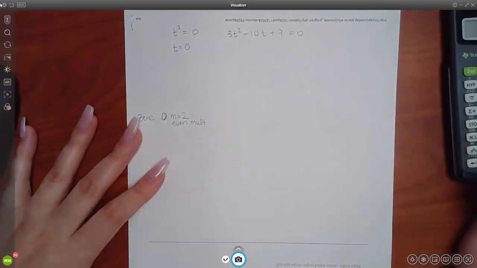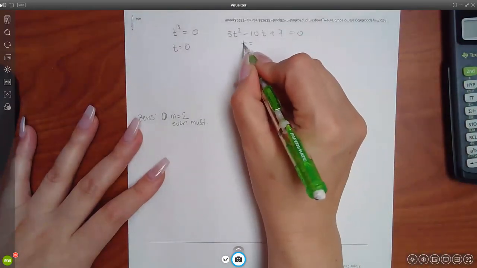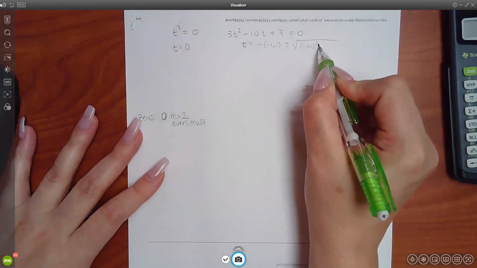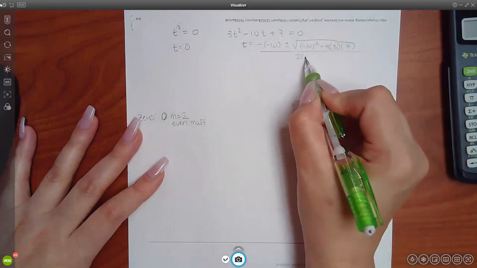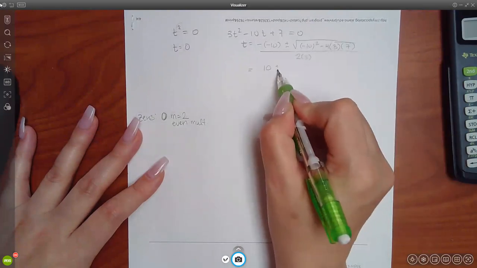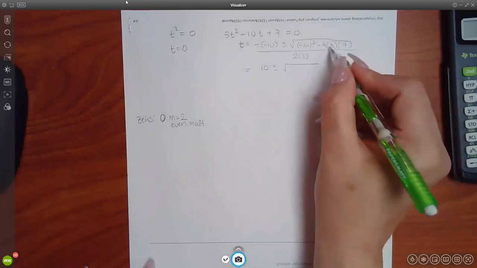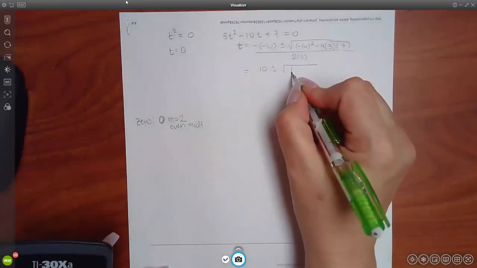This one though, I have to factor it. Now, if you can factor, fantastic, factor. But if you can't, you can use your quadratic formula. Negative b plus or minus the square root of b squared minus 4 times a times c all over 2 times a. I get 10 plus or minus. And then what do I get on the inside of this little thing? 100 minus something or another, right? So let's see, 4 times 3 times 7. I get 84. So 100 minus 84 is 16.